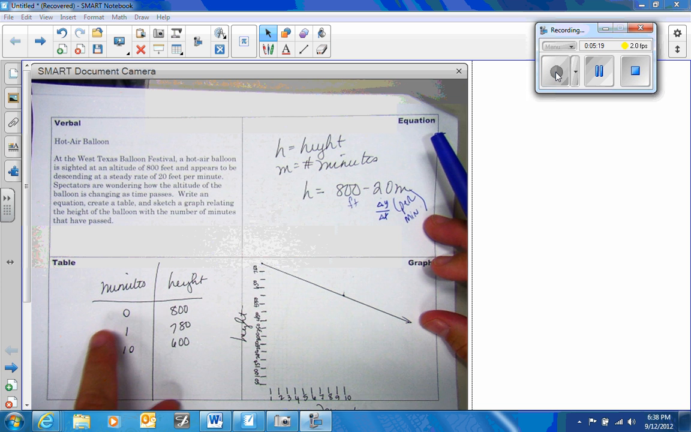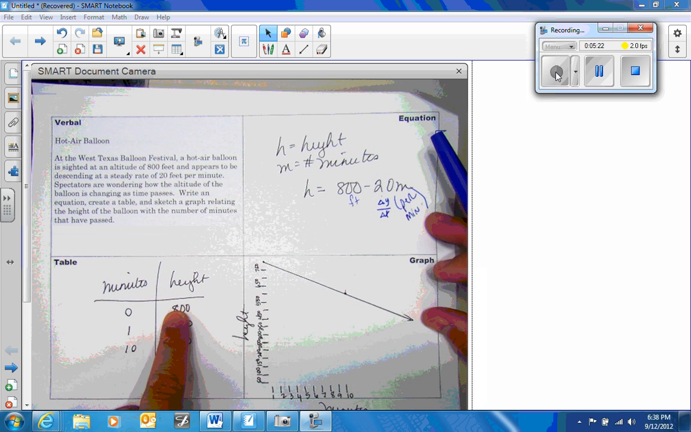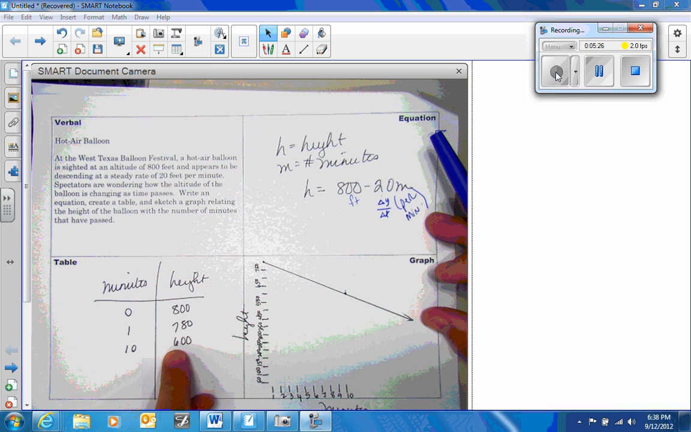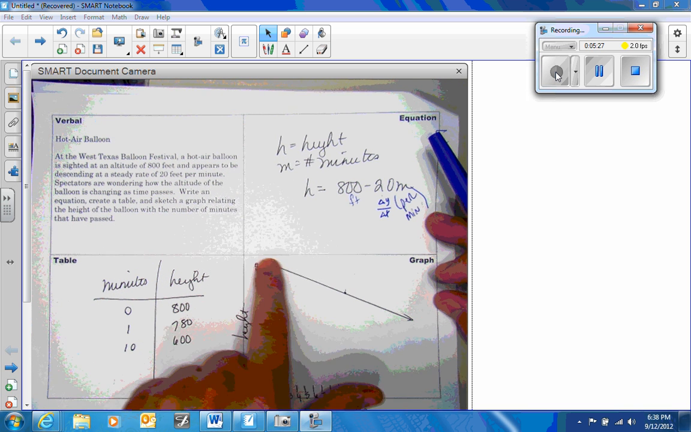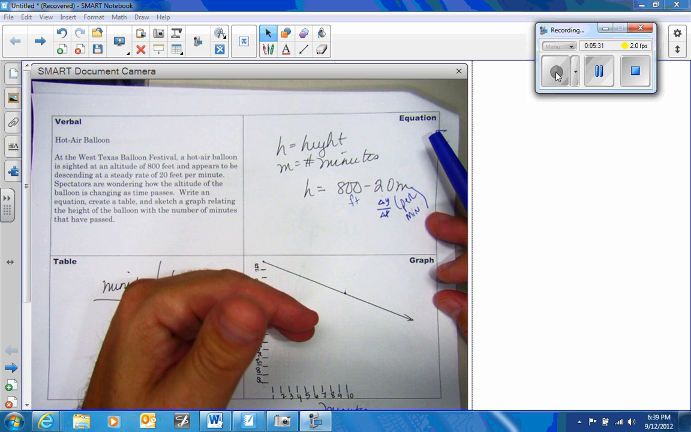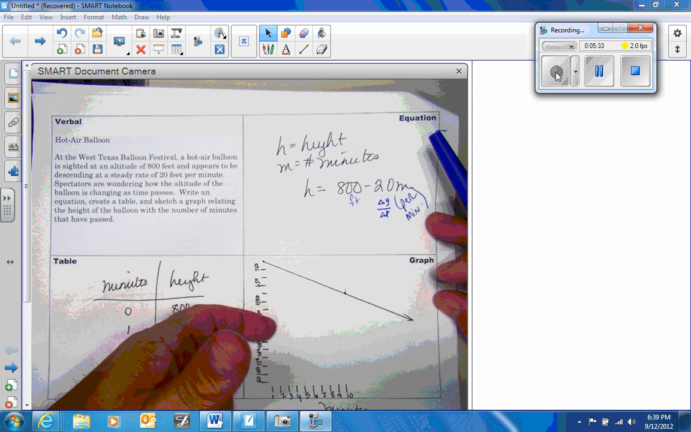All right, so 0 minutes gives me 800 feet. Notice in 10 minutes it has dropped 200 feet, which gives me a height of 600. It is descending. So as our minutes increase, our altitude or our height also decreases.